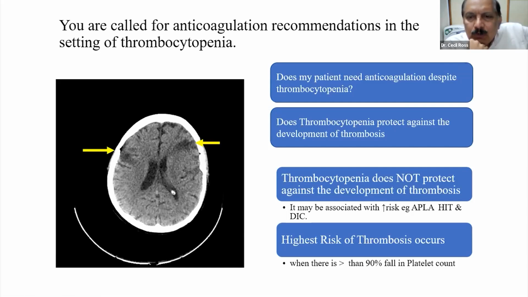Just to tell you, thrombocytopenia does not protect against development of thrombosis. It may be associated with increased risk, for example, APLA, antiphospholipid antibody, heparin-induced thrombocytopenia, and DIC. And the highest risk of thrombosis occurs when there's a more than 90% fall in the platelet count.